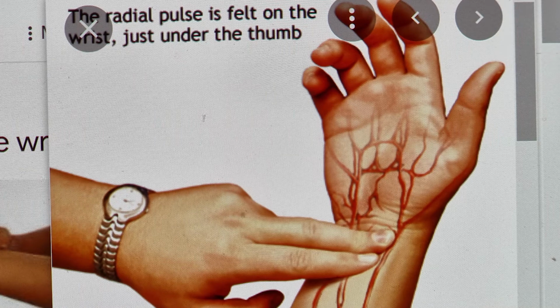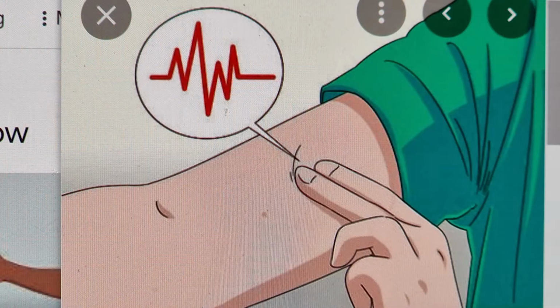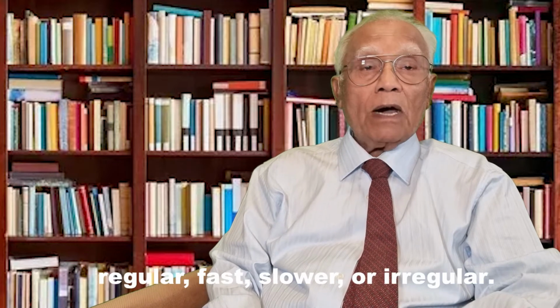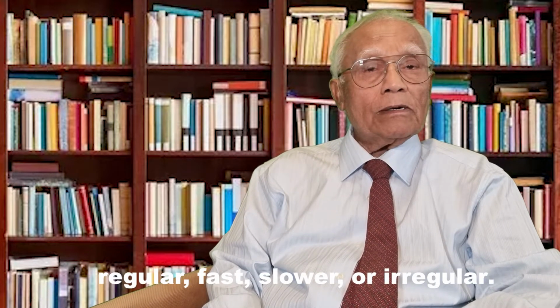You can feel your heart rate by putting your first two fingers on the inside of your wrist, the inside of your elbow, the side of your neck, or on the top of your foot. Once you find it, count how many beats you feel in 15 seconds and multiply that number by 4. You should count the rate per minute and check whether it was regular, fast, slow, or irregular.